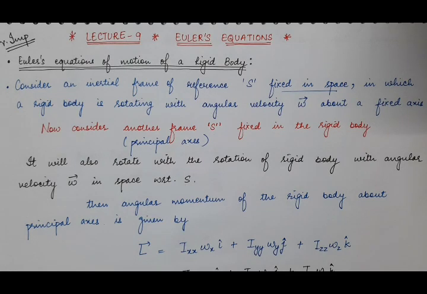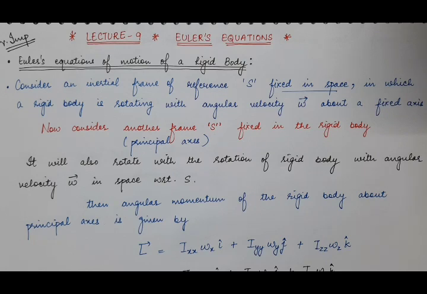As in our previous lecture, we have discussed the principal axis. Initially, we were discussing the rotation of the rigid body about a fixed axis in a coordinate system which is fixed in space. But principal axes are the axes of the coordinate system which is fixed inside the rigid body. So when the rigid body rotates, the principal axes of the coordinate system fixed inside the rigid body will also rotate.